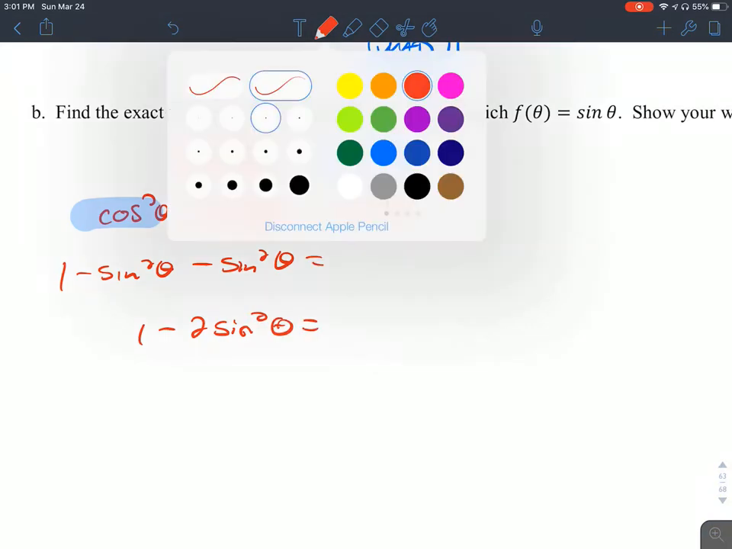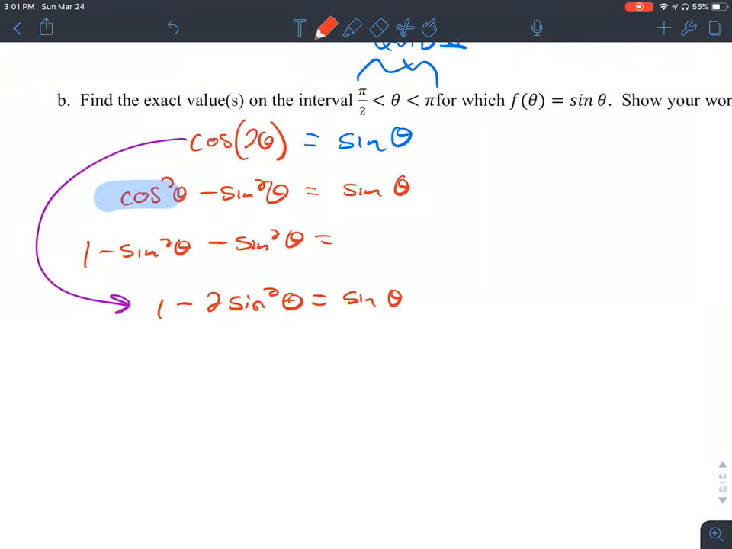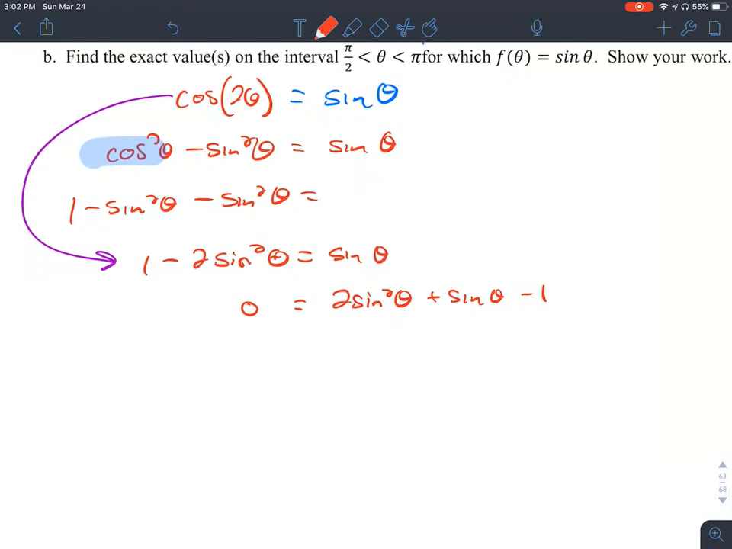Now, if you recognize from the beginning, if you know this identity, this version of it, and want to go right from there to there, cool. Welcome to do so. If we were to subtract, let's say we get 0 on it by itself on the left. We have 2 sine squared of theta plus sine of theta minus 1. Now hopefully this factors.